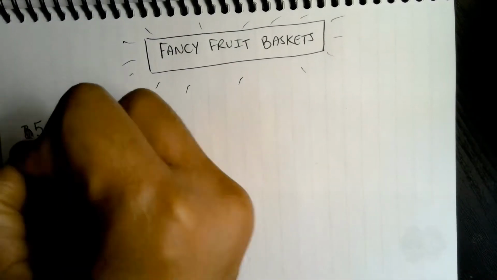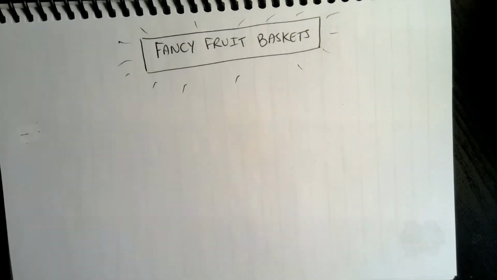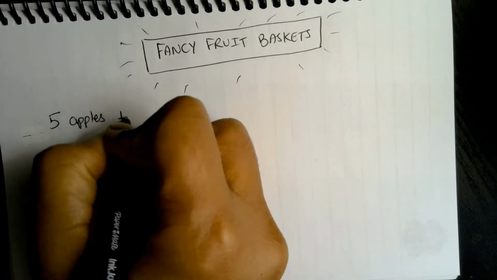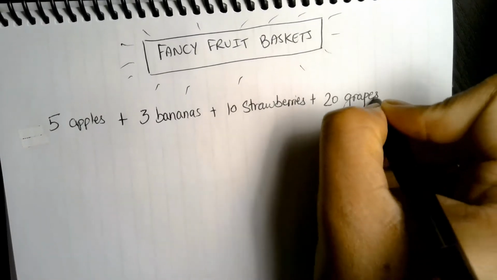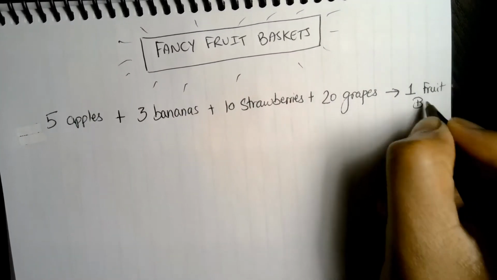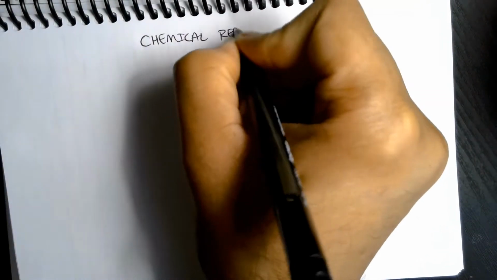Imagine that you run a fruit basket delivery business. Your best-selling basket includes 5 apples, 3 bananas, 10 strawberries, and 20 grapes. This makes one fruit basket. The coefficients here represent the number of each item. Similarly, the coefficients in chemical reactions include the number of particles of each chemical involved in the chemical reaction.